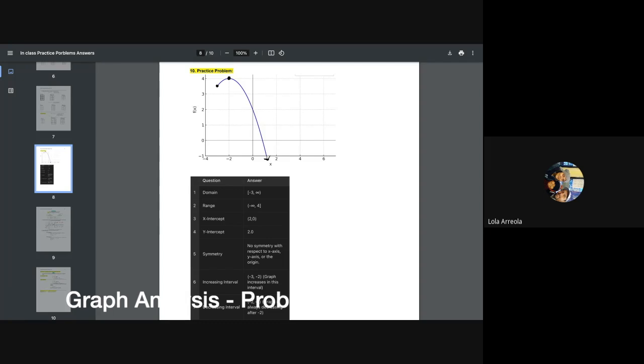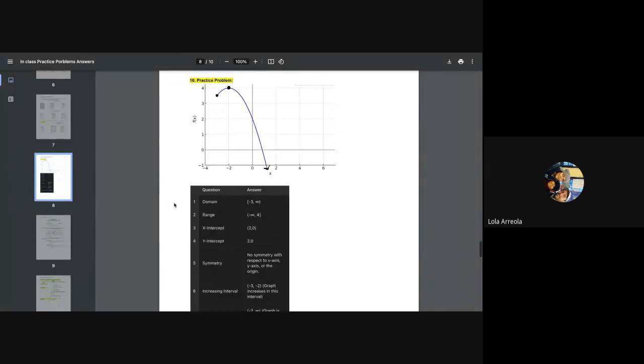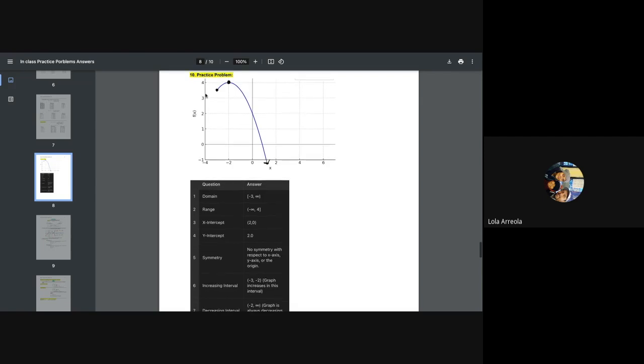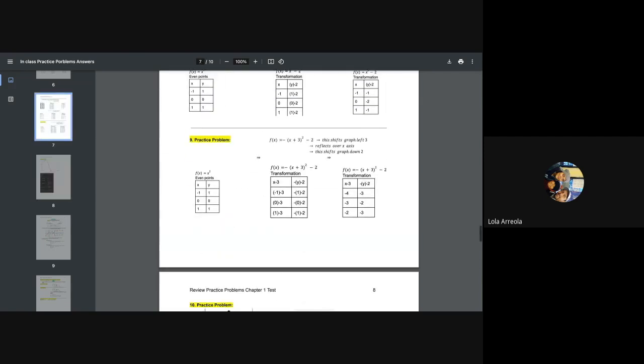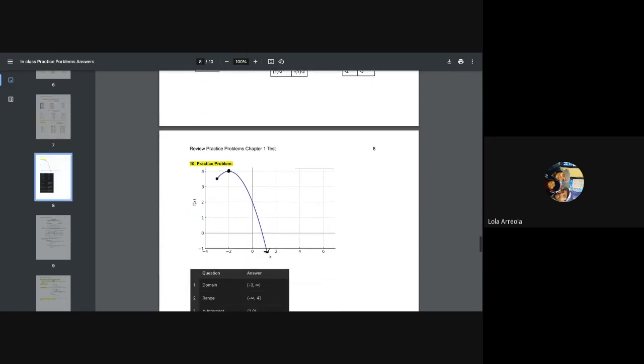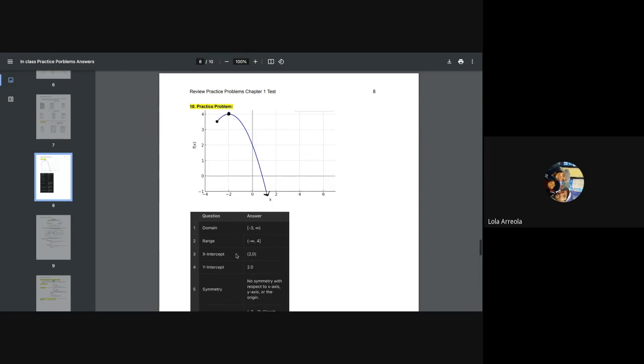Okay, so aside from the transformations, you will need to know how to read graphs. One of the practice problems I gave you guys in class from the packet is something like this. So this would be practice problem number 10. Let me see number 9. Yeah, number 9 is just the transformations that we just went over. Number 10 would look something like this, where they give you a graph and you have to answer a set of questions for that graph.